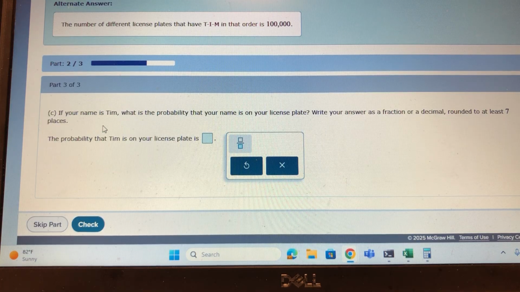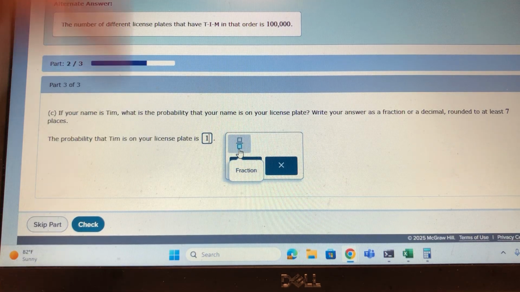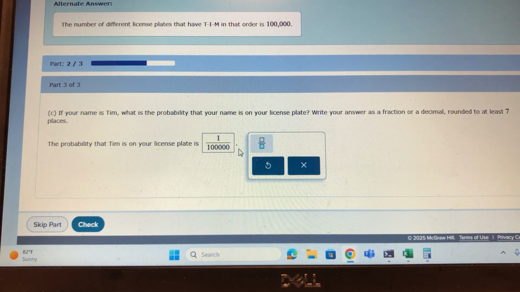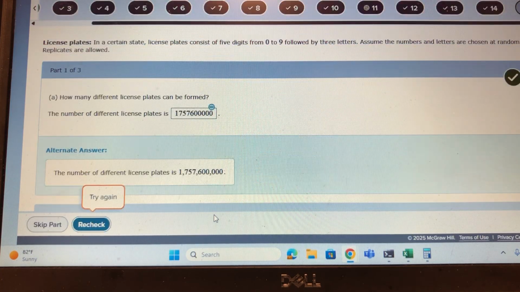If your name is Tim, what is the probability that your name is on the license plate? So write your answer as a fraction or decimal, 7 decimal places, okay? So yeah, if your name's Tim, there's only one way to do that, the way we did it, and it has a 1 out of 100,000 chance of happening. This is like buying a lottery ticket. If you buy one lottery ticket, you have a 1 in however many possibilities there are ways to win the lottery.